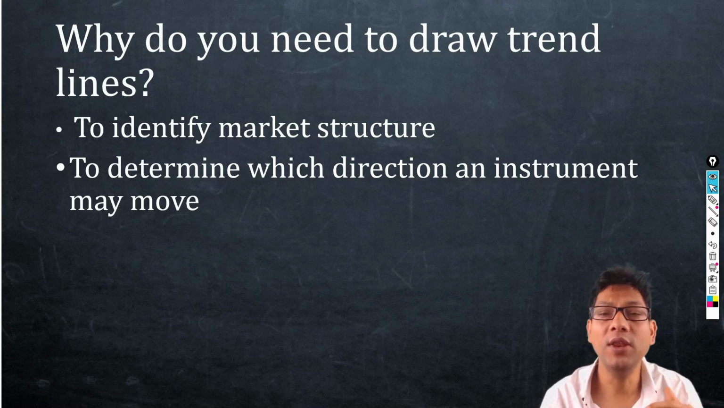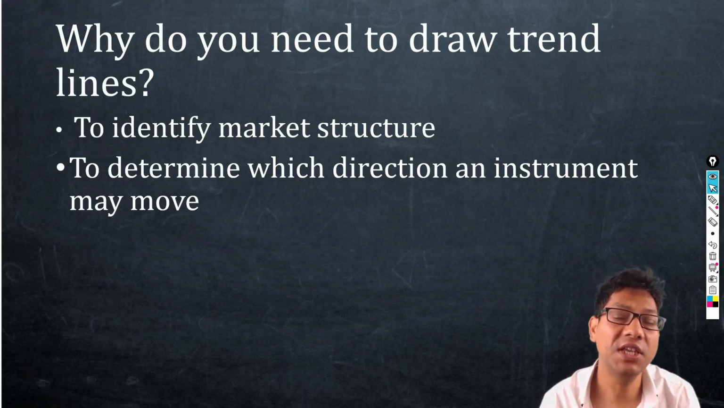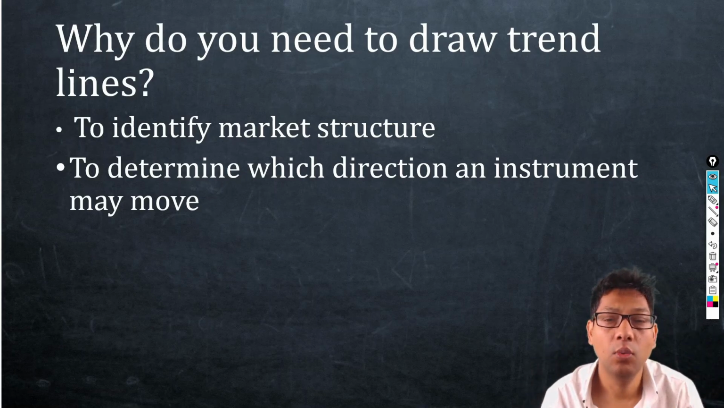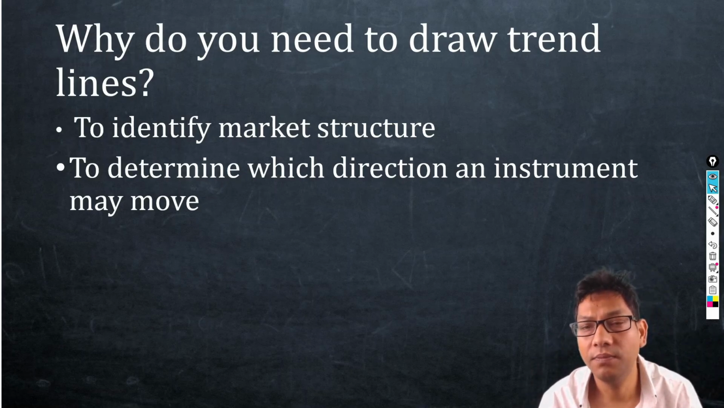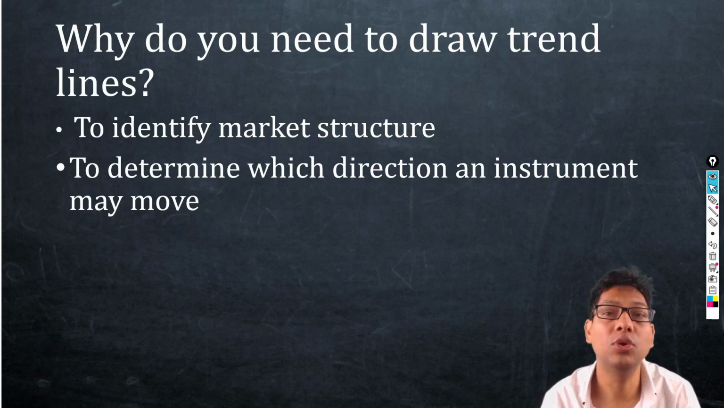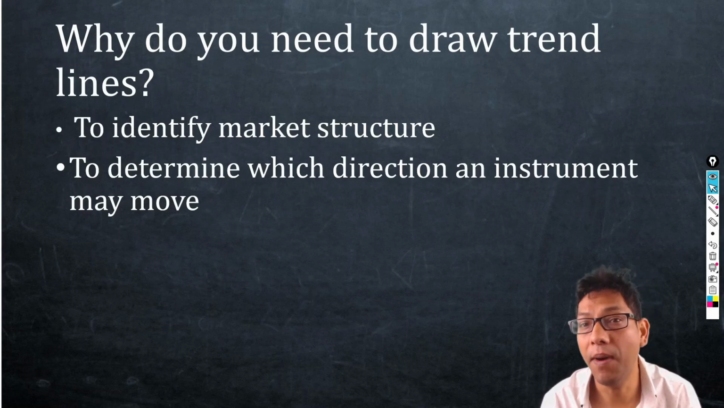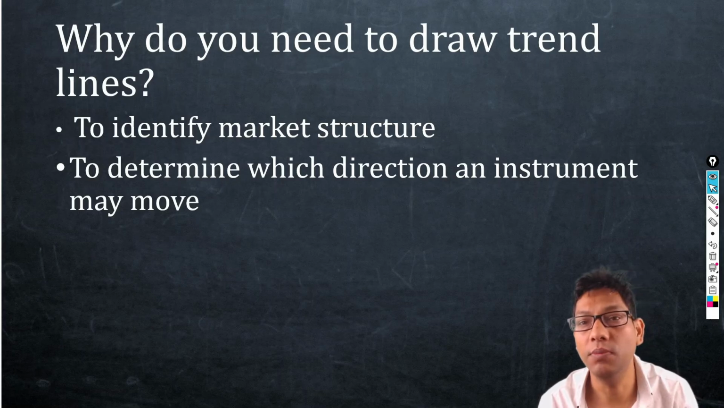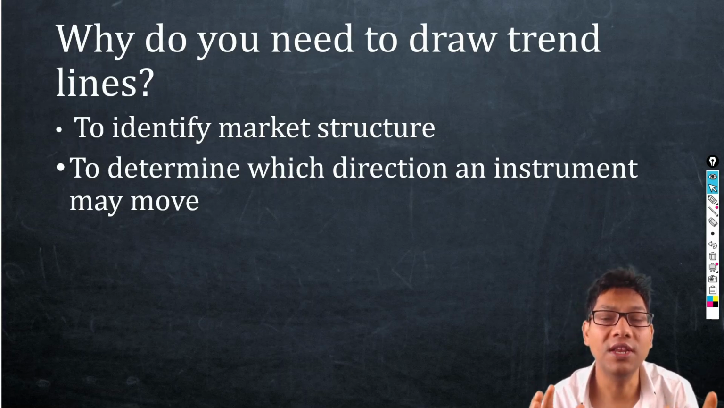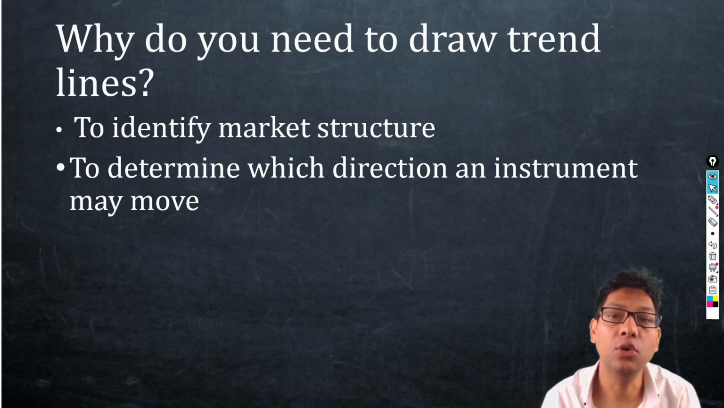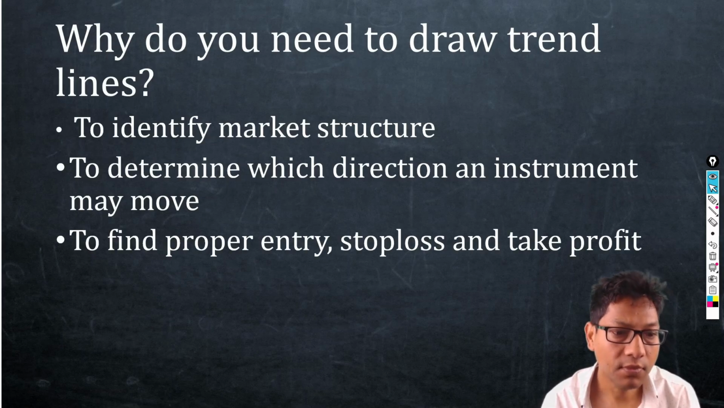So when you are buying or selling, the first thing you need to keep in your head is: will I buy or sell? To know that, you need to know the direction of the market. When you know the trend, that means you know the direction. If it is an uptrend, you will be buying. If it is in a downtrend, then you will be selling. So to know the direction of an instrument, you need to draw the trend lines.